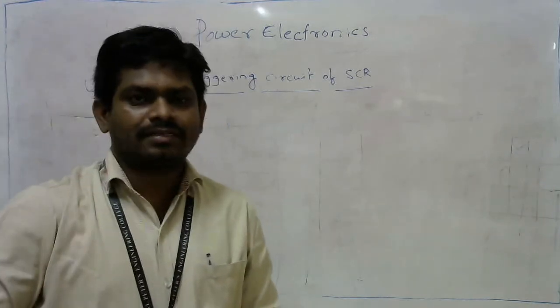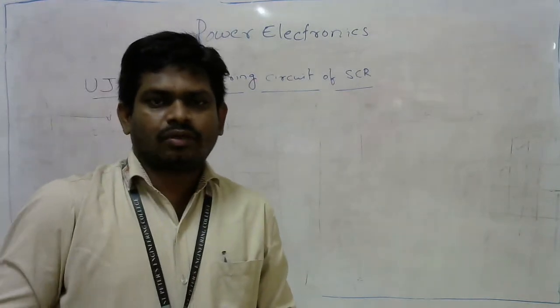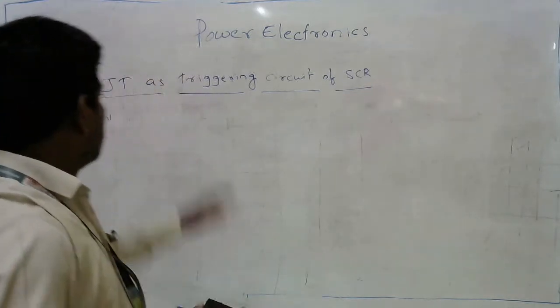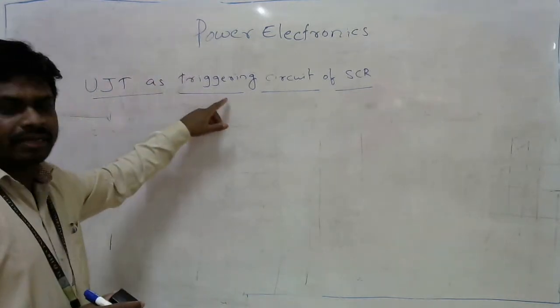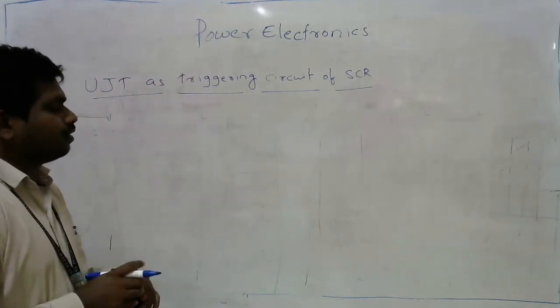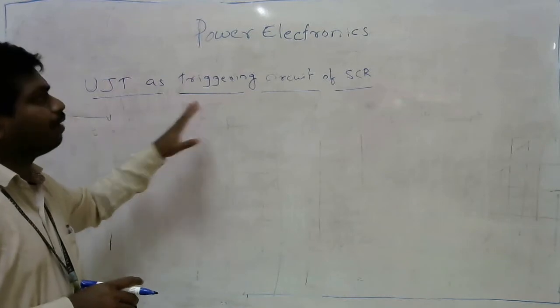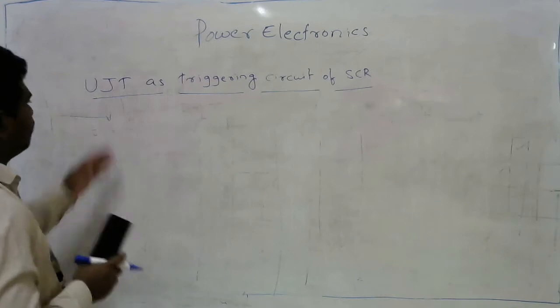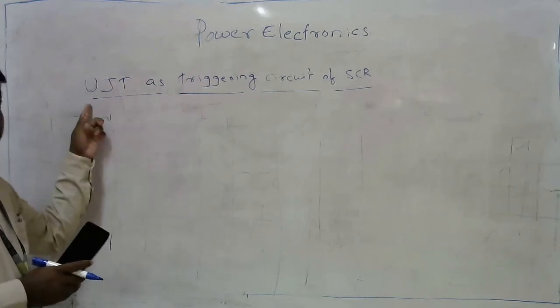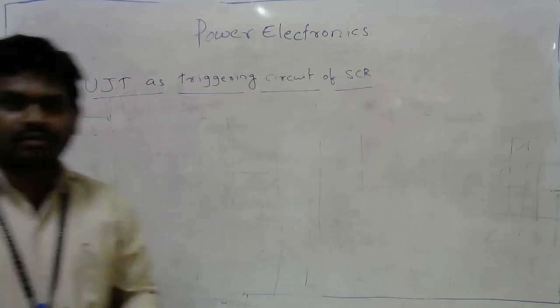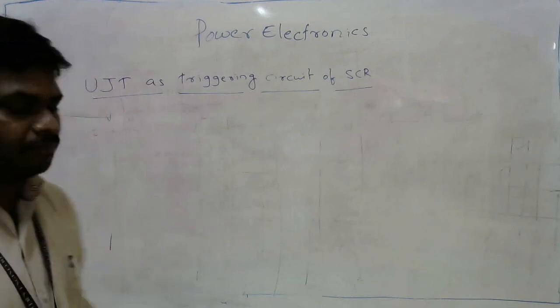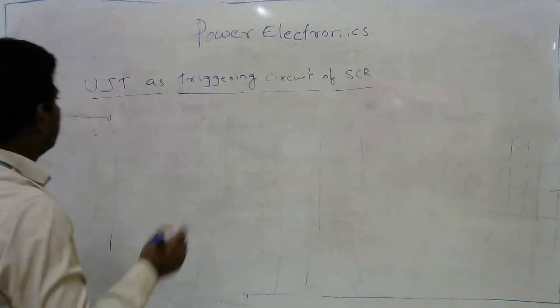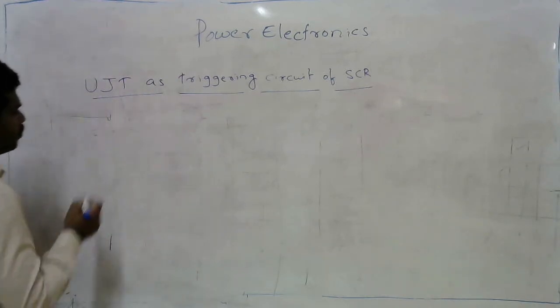So in this video, I am going to explain UJT as a triggering circuit of SCR. This is there in the Power Electronics course, the first unit. We'll see basic details about UJT. Thereafter, we'll see what are the triggering circuits that are available for SCR. Okay, let us see the basics of UJT.